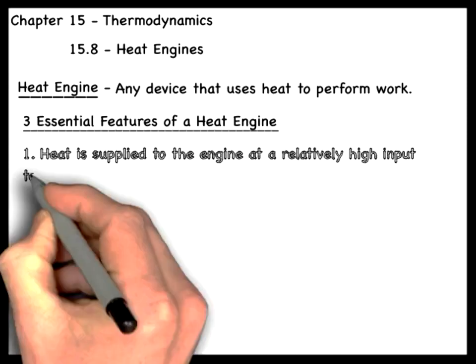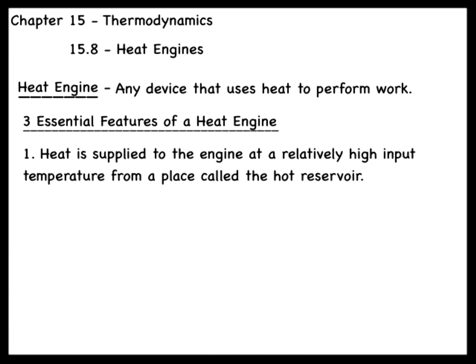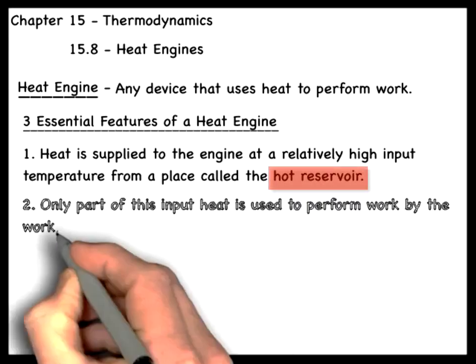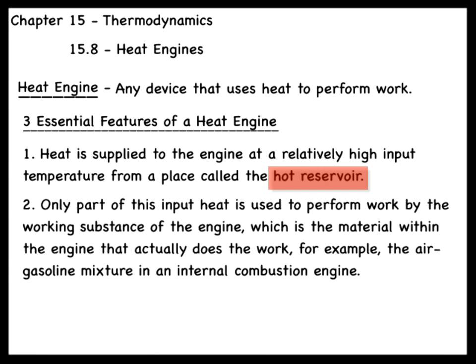First, heat is supplied to the engine at a relatively high input temperature from a place called the hot reservoir. Second, only part of this input heat is used to perform work by the working substance of the engine, which is the material within the engine that actually does the work. For example, the air-gasoline mixture in an internal combustion engine.